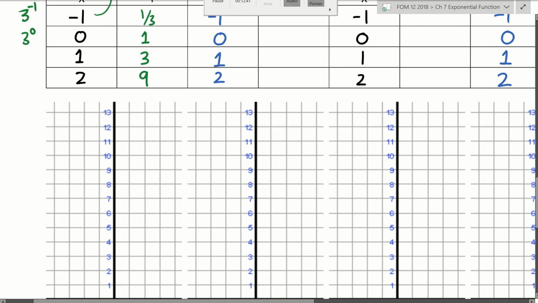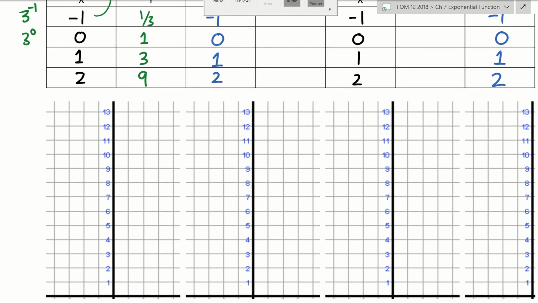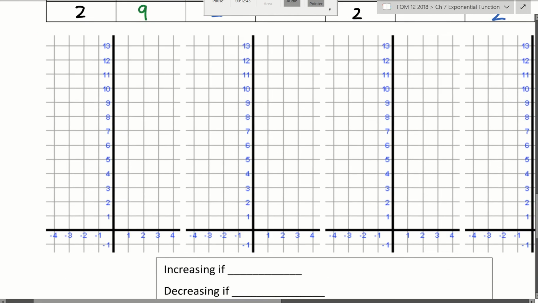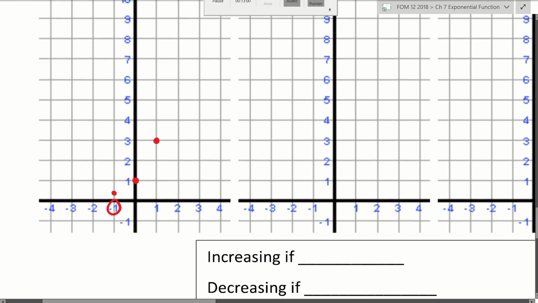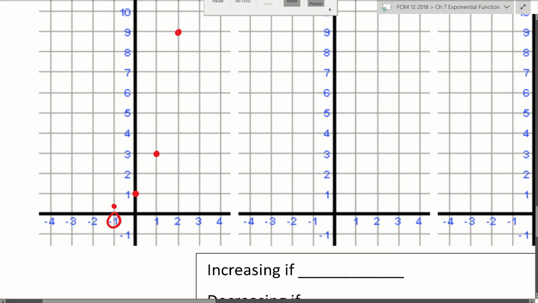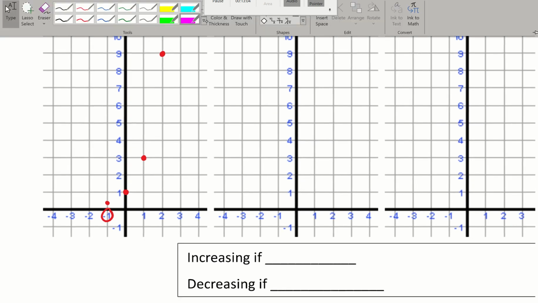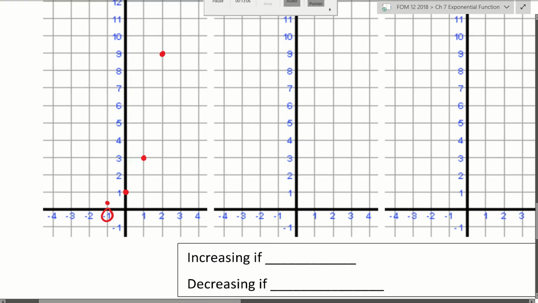So these are all data points. The first data point is -1 and 1/3, so -1, 1/3, right there. The second point is 0 and 1. The third point is 1 and 3. The fourth point is 2 and 9. There you go, right? And then you can add the horizontal asymptote to it, right here.